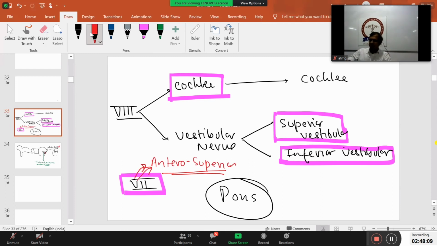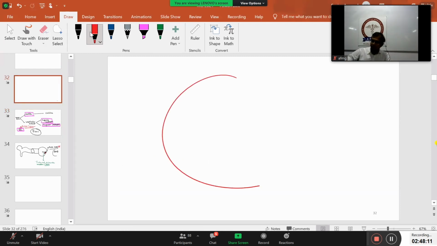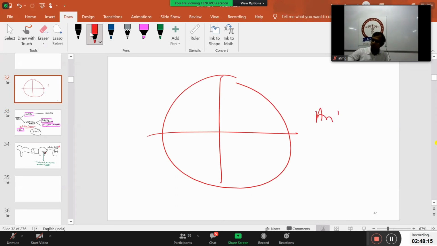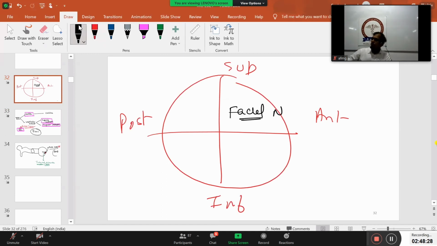See, I'll tell you something very interesting. If I draw the four quadrants like this, this is antero, this is postero, this is superior, this is inferior, right? And I tell you, facial nerve is here, isn't it? Anterosuperior. This is Bill's bar. This is Bill's bar, right?